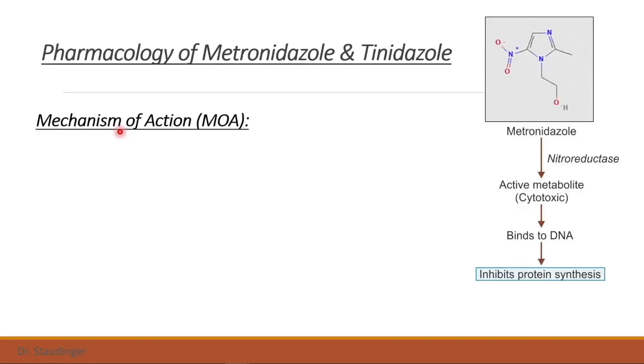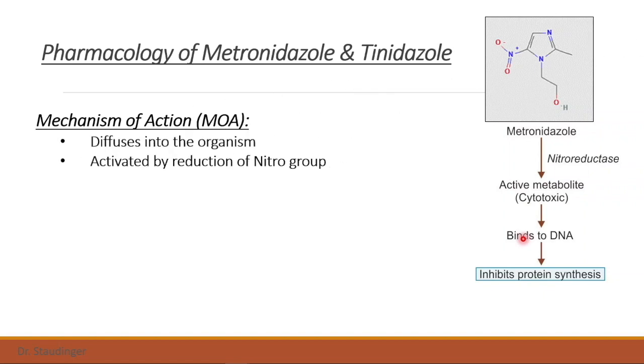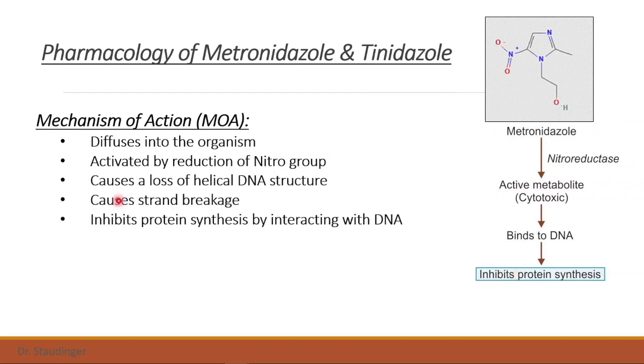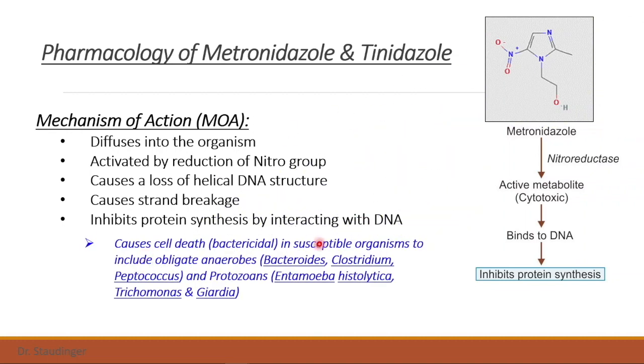Digging deeper into nitroimidazole compounds' mechanism of action, these compounds are delivered as a prodrug that is acted upon by nitroreductase in the bacteria to convert it to its active metabolite, which is cytotoxic. This compound then binds to DNA after diffusing into the organism to inhibit protein synthesis. It does this by causing a loss of helical DNA structure. It also causes strand breakage, and that inhibits protein synthesis by interacting with DNA. These compounds cause cell death in susceptible organisms to include obligate anaerobes and protozoans. Pertinent to this lecture would be Trichomonas.